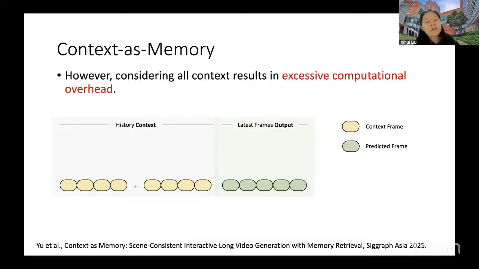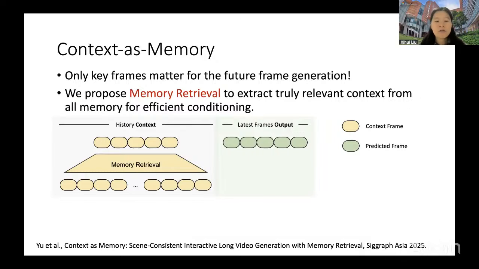So our observation is that not all of the historical context is important for generating the latest frames. Instead, in most scenarios, when we generate the new frames, we only need to refer to some key frames in history. This motivates us to propose an approach that uses a memory retrieval module to retrieve some key history context from a large amount of historical frames. Then we use this key context information as condition to generate the new latest frames.